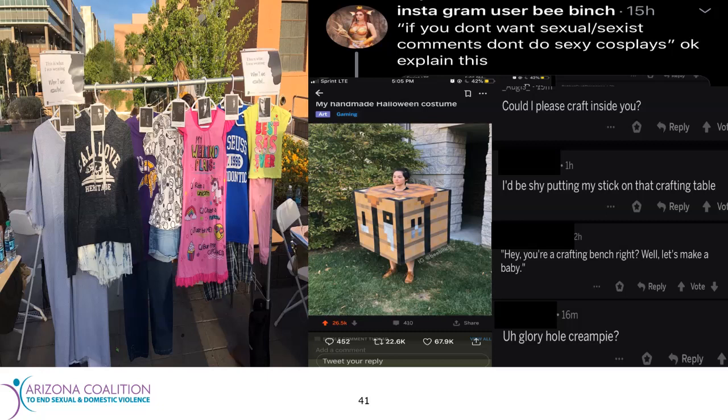On the right, we have an example of someone else talking about rape culture and specifically talking about rape myths, right? That it really revolves around what someone was wearing. And so this woman said, if you don't want sexual/sexist comments, don't do a sexy cosplay. Okay, explain this. So in this picture in the middle, she is dressed literally as a workbench. And if you've played Minecraft and you know someone who's played Minecraft, a workbench is literally something you sit on to do woodwork, right? Or do different types of work. And these are the comments she received.